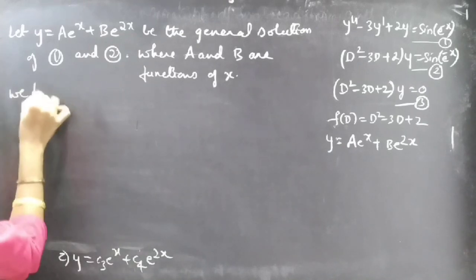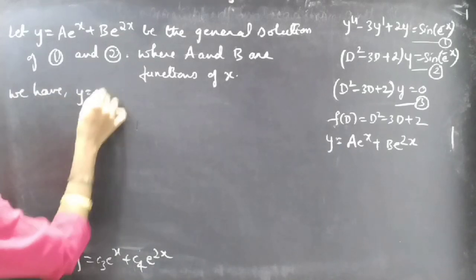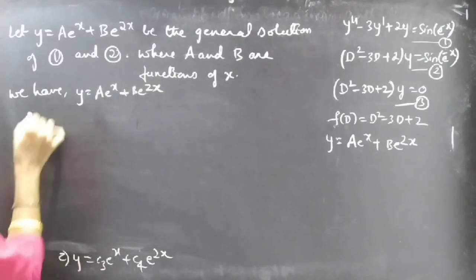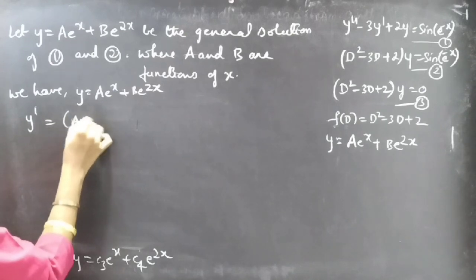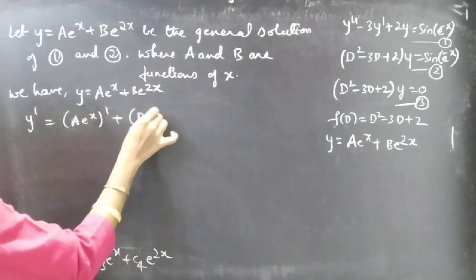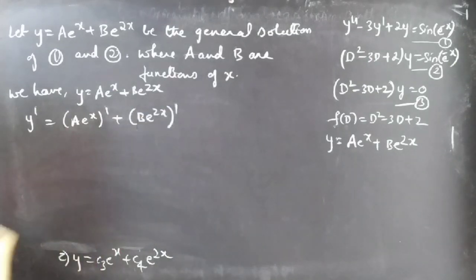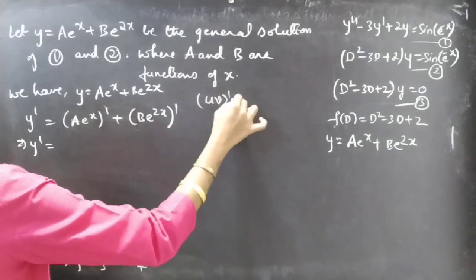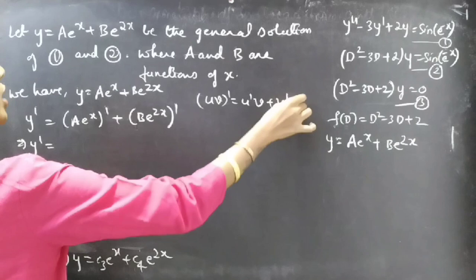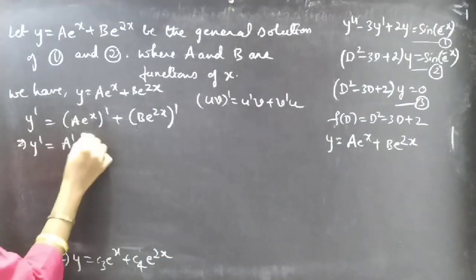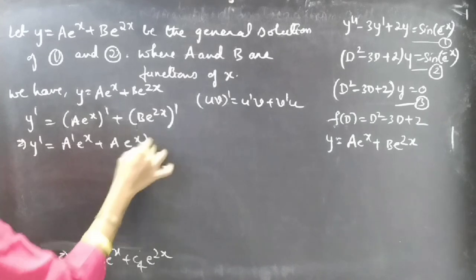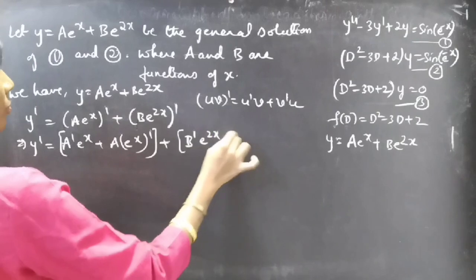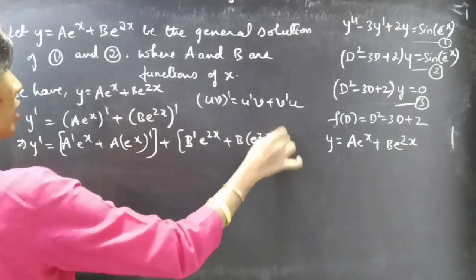We have y equal to a e power x plus b e power 2x, right? We need to find y dash here, which is equals to a e power x whole dash plus b e power 2x whole dash, right? From this we'll get y dash equals to, here we need to apply the uv whole dash formula, which is equals to u dash v plus v dash u. We'll get a dash e power x plus a into e power x whole dash plus b dash e power 2x plus b into e power 2x whole dash.